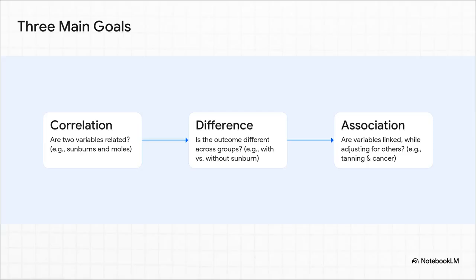So the paper suggests it really comes down to one of three main goals. Are you just looking for a correlation? You know, do two things seem to move together? Or are you looking for a clear difference between groups?